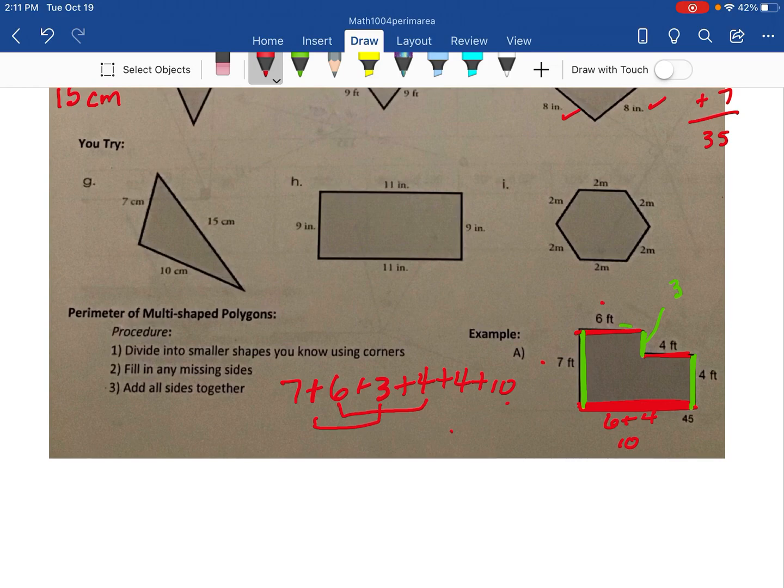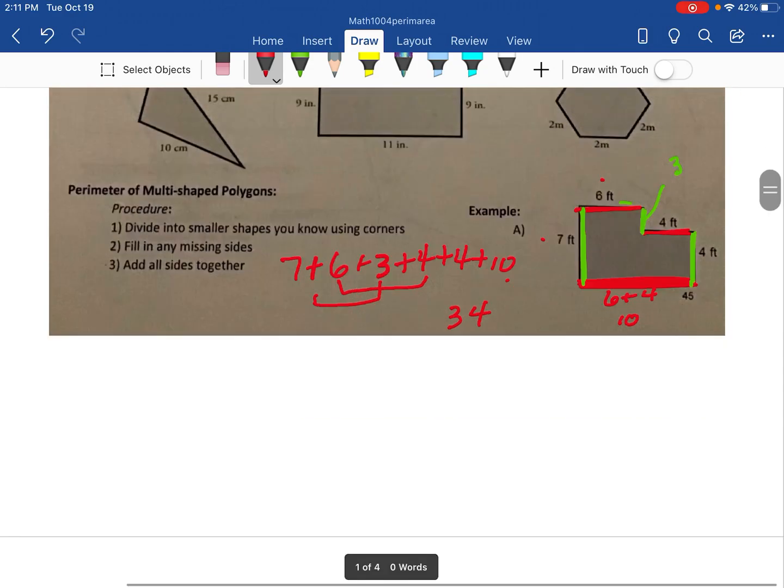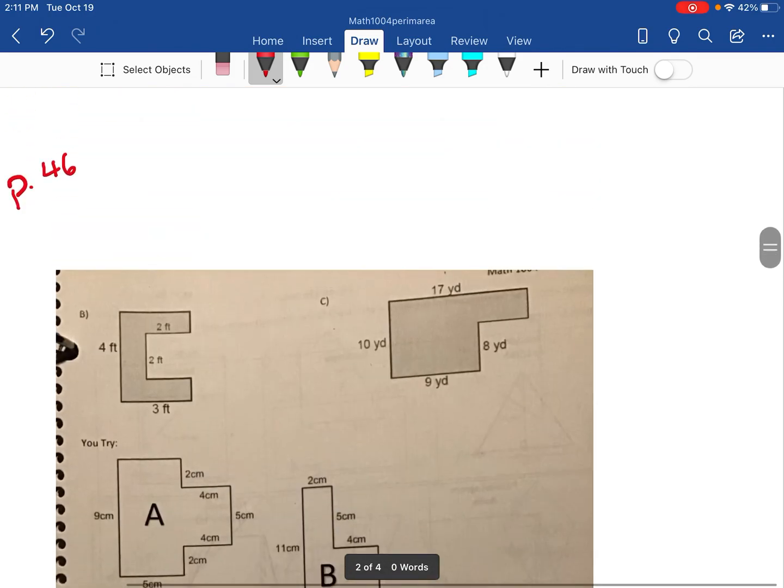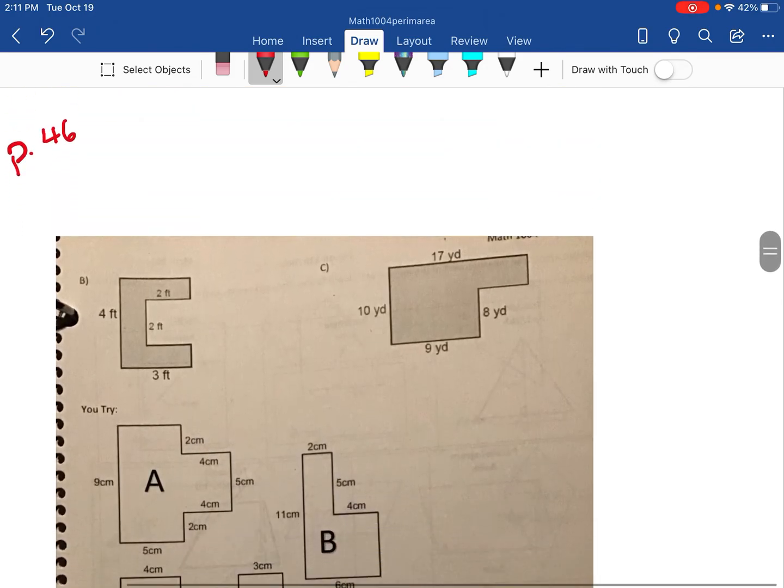So 10, 20, 34. So 34 is my total for that perimeter. Okay? So even if you have weird ones like this, the next page, page 46, just try to find the length of each side. So again, looking at horizontals, this side and this side together have to be 17. So you could just call that part 17, right? This whole horizontal part is 17.